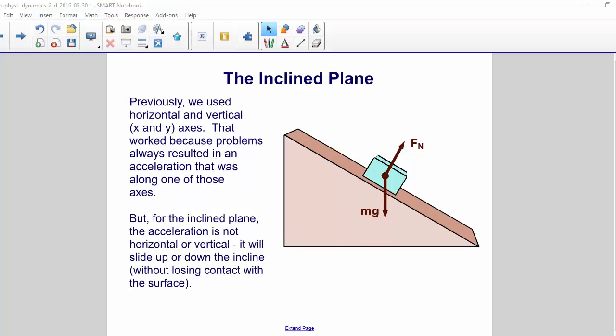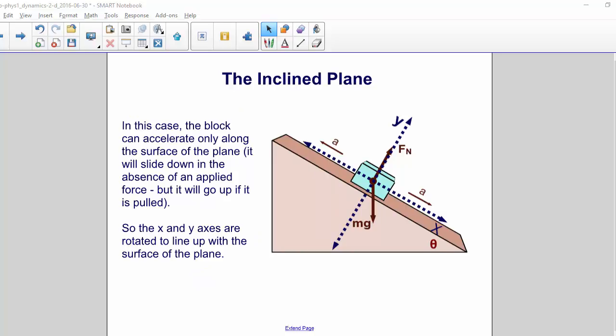Previously, we used horizontal and vertical axes. That worked because problems always resulted in an acceleration that was along one of those axes. But for the inclined plane, the acceleration is not horizontal or vertical. It will slide up or down the incline without losing contact with the surface. Since the acceleration can only be along the incline, we need to rotate our axes so that the x-axis is also along the incline, and the y-axis is perpendicular to the incline.